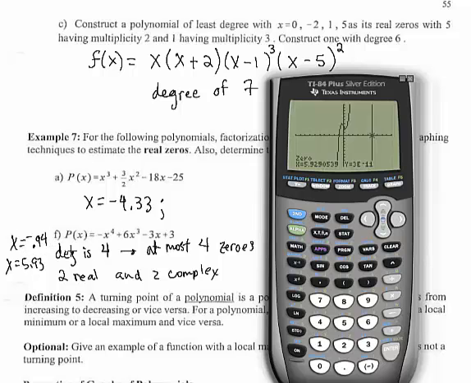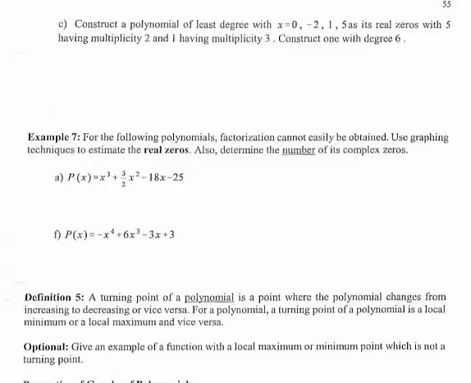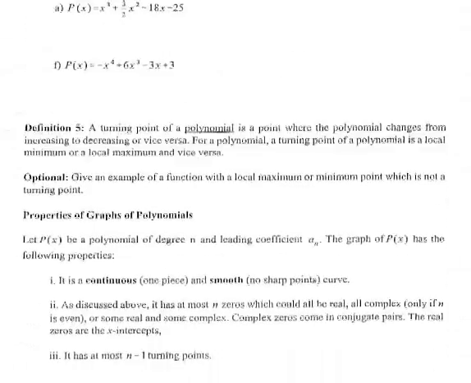For my second real zero, and then all we know is that there are 2 complex zeros left in this polynomial. So that completes example 7. We will scroll on down the page to see what's next.